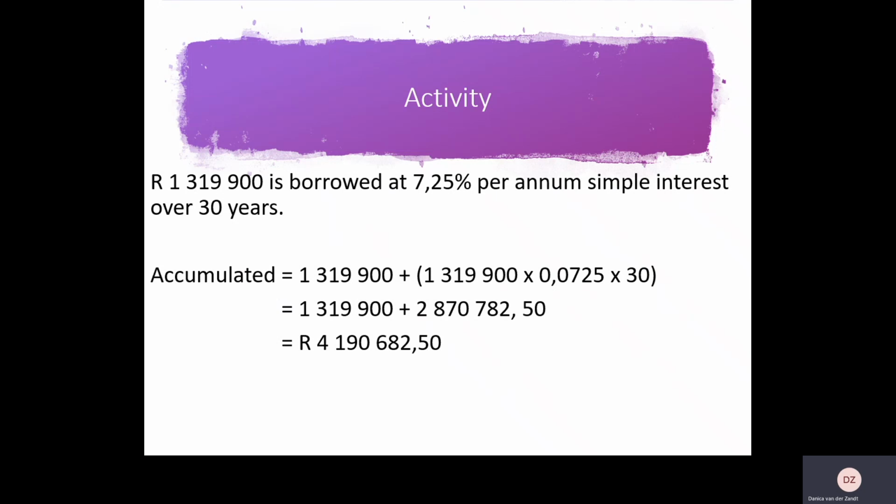1,319,900 rand is borrowed at 7.25% per annum simple interest over 30 years. Accumulated is equal to my principal plus principal times interest rate times 30 years. And I'm trying to get you used to the decimals. Okay, so 7.25 is 0.0725. If you said 0.725, it is wrong and far too much. It is 0.0725. So if you think you're going to forget about the decimals, then keep using the percentage sign.